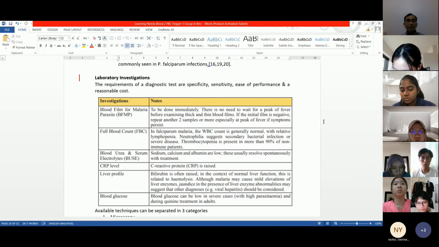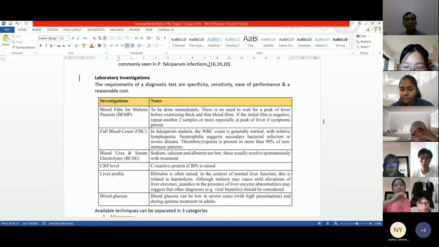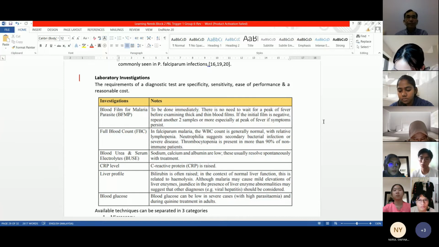For the second one, full blood count. For Plasmodium falciparum, generally our white blood cell count would be normal, but it will also lead to anemia because of the rupture of red blood cells. The third one will be blood urea and serum electrolytes. They will usually test for the sodium, the calcium, albumin level. Usually patients with malaria will have sodium, calcium, albumin levels which are very low. So we can use this BUSE to test their levels.